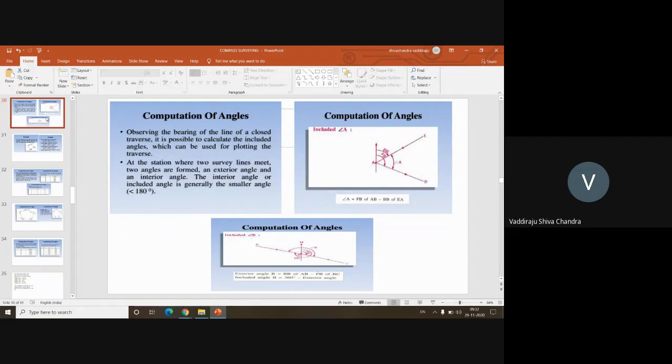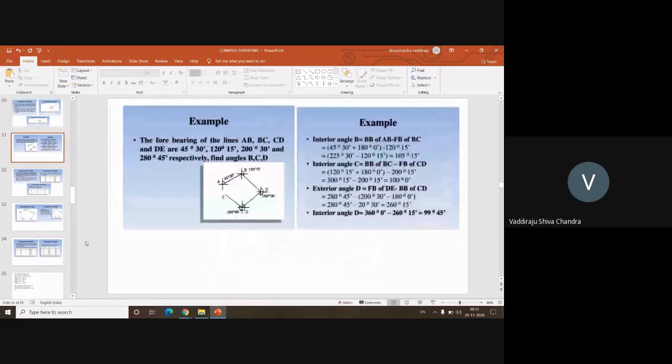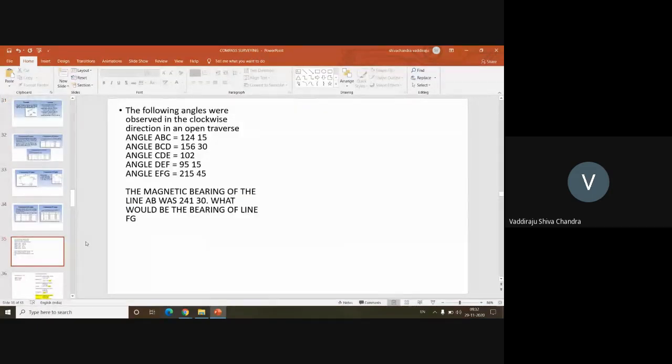Any wild guesses? If angles are given, how to determine? It is a simple equation. How you are determining the angle A is equal to forebearing of AB minus back bearing of EA, right? In the same way, if you want to determine the forebearing of the next line, if the angle is given to you, there is a simple equation that you need to use.